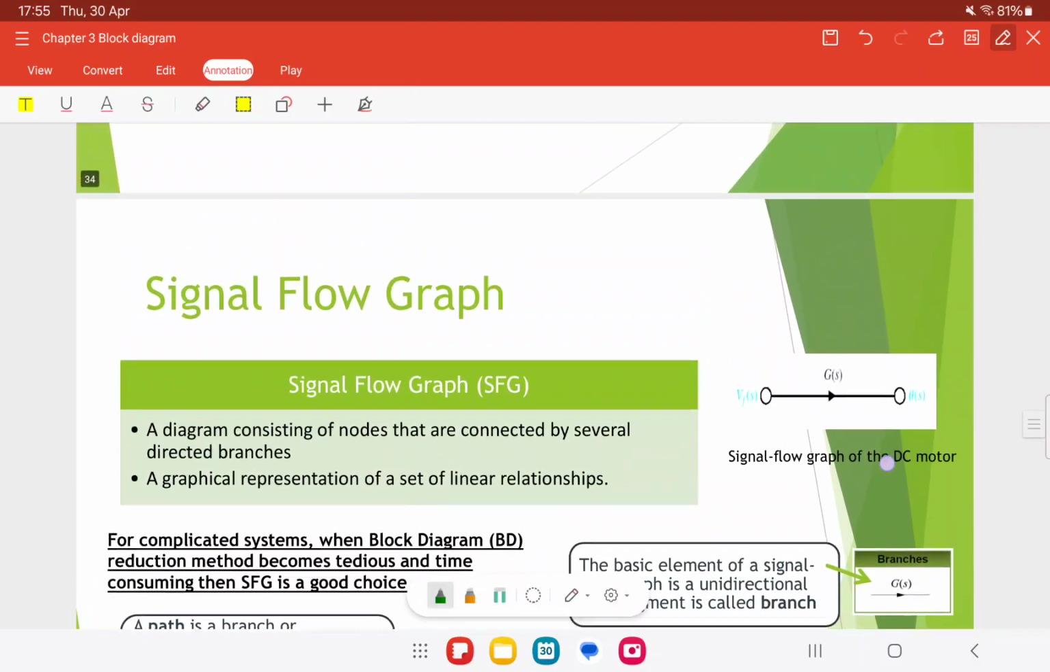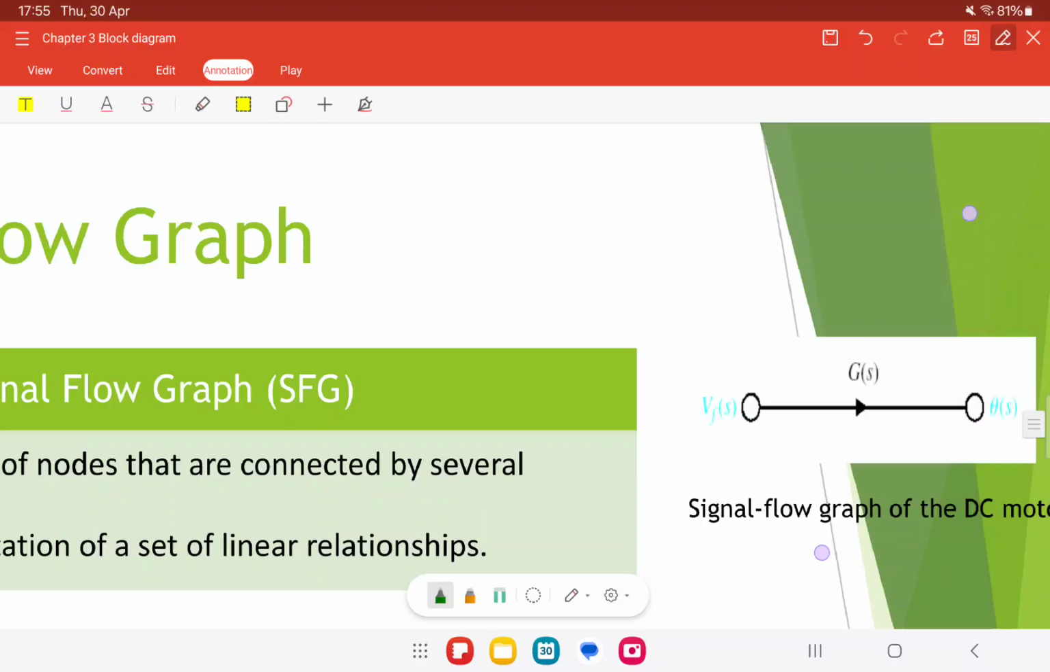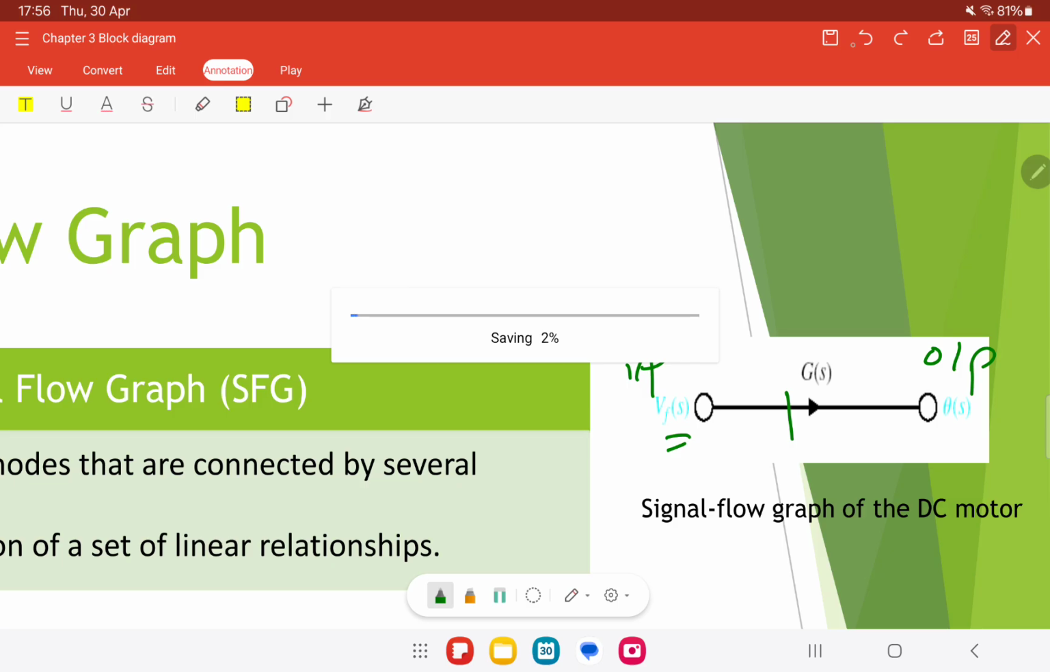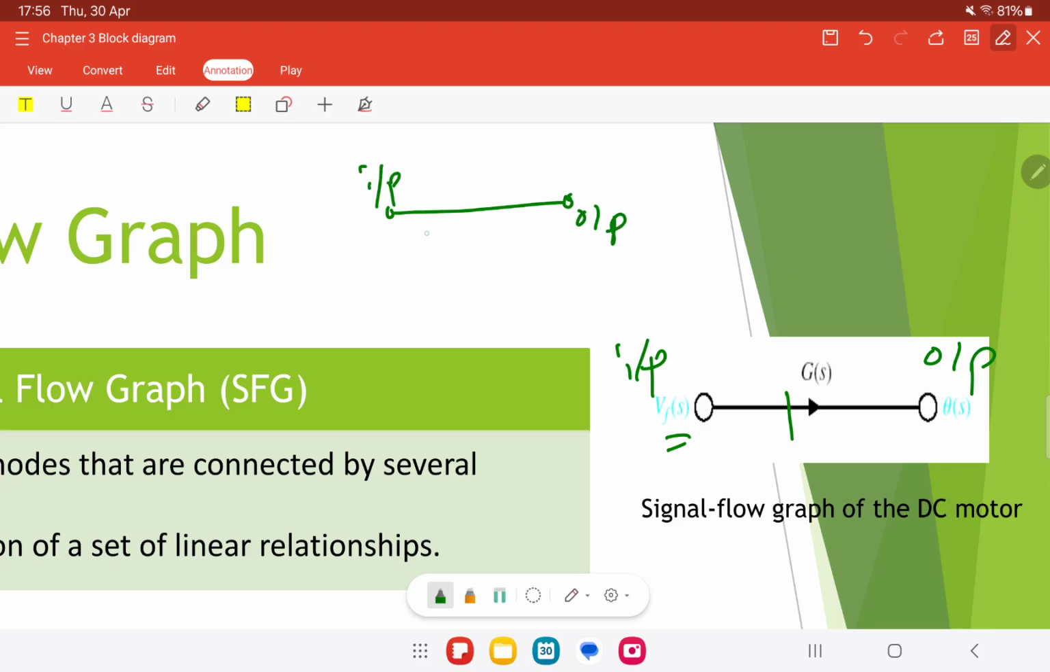Let's look briefly at the signal flow graph. For the signal flow graph, this is actually like this. So this is the input, this is the output. One block in the block diagram, the G, we can represent like this. Let me draw. We have the input, this is the output. Otherwise, we would have a box here. This box we represent as the arrow. So this one will become G(s).